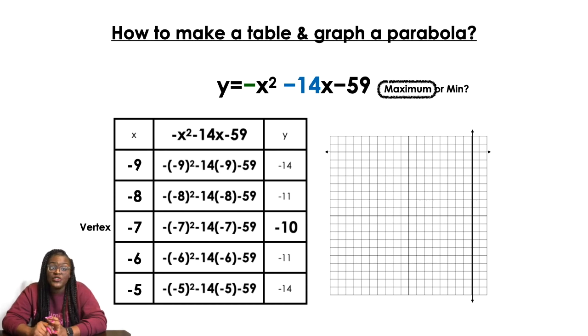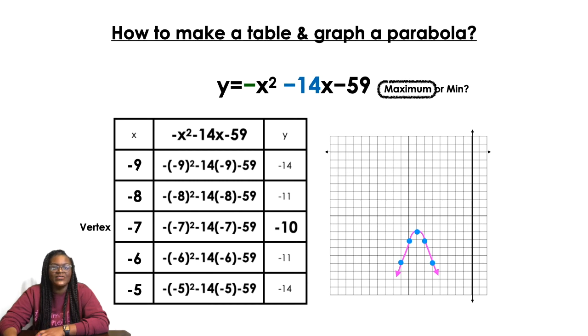That means if the vertex was in the middle, the two numbers to the left and the two numbers to the right should be matching. That's how parabolas work. So we're going to plot our points, and when I plot those points, I'm going to make a nice smooth parabola.